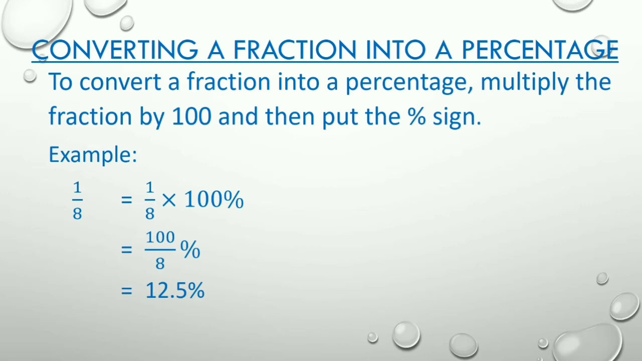We have an example here. The fraction 1 by 8 should be made into a percentage. So we multiply 1 by 8 with 100 and we put a percent sign. We get 100 divided by 8, that is equal to 12.5%. That is the percentage value equivalent to the fraction 1 by 8.